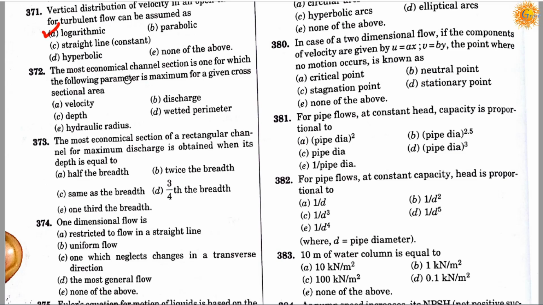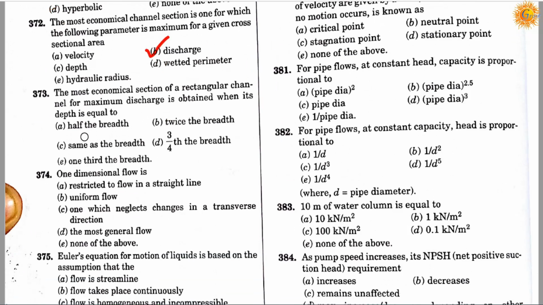Question number 372. The most economical channel section is one for which the following parameter is maximum for a given cross-sectional area: option A, velocity; option B, discharge; option C, depth; option D, wetted perimeter; option E, the hydraulic radius. So correct answer is B. It will be discharge.